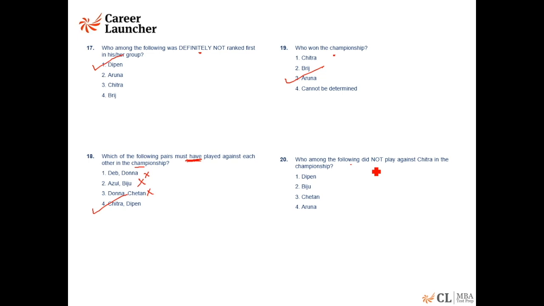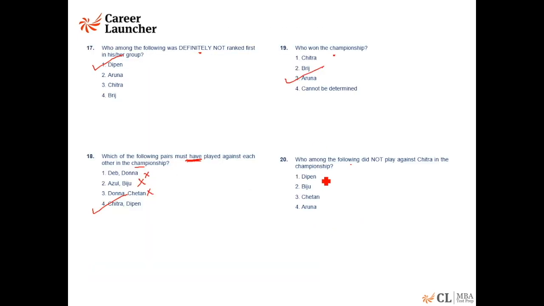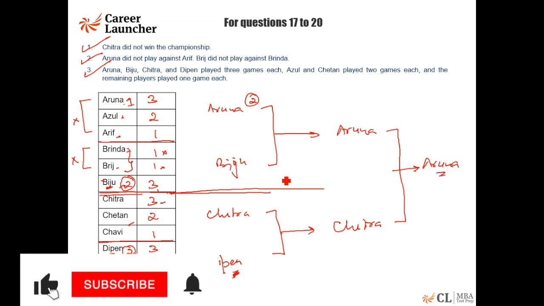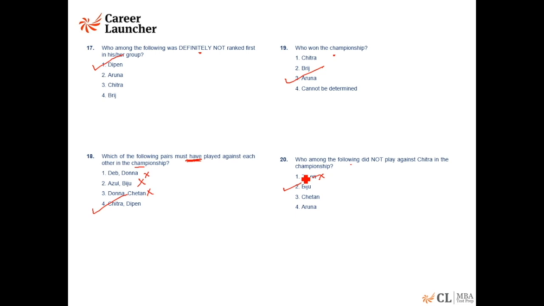Question 20. Who among the following did not play against Chitra in the championship? Deepa and Deepen have played with Chitra. Biju and Chitra cannot play because Biju lost to Aruna and then Aruna moved to the next round to meet Chitra. So Chitra and Biju have not played against each other. Okay, so that completes this particular set, and I'm sure you'll realize that tournament questions are not as difficult many a times as they look like.